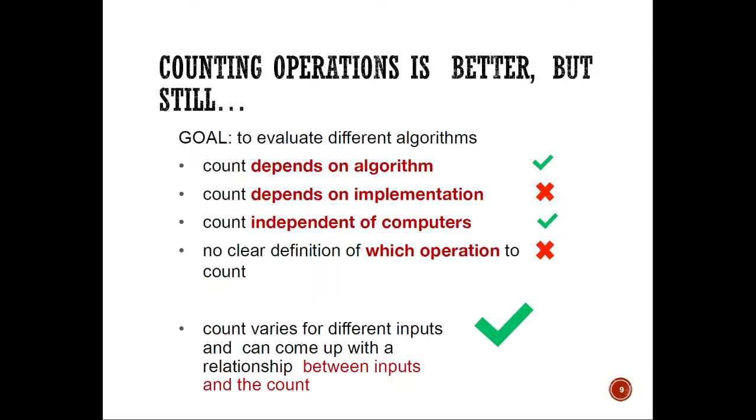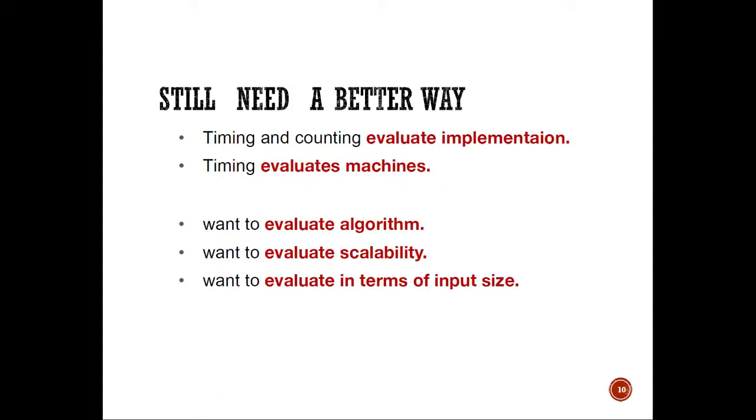this is still not what is desired because the counting depends on the algorithm, and it also depends on the implementation. And although it is independent of the computer, there is no clear definition of which operations to count. So count actually varies for different inputs and can come up with a relationship between inputs and the count. However, there's still some ambiguity as to which operations to count and which operations we can ignore. That's why we still need a better way.